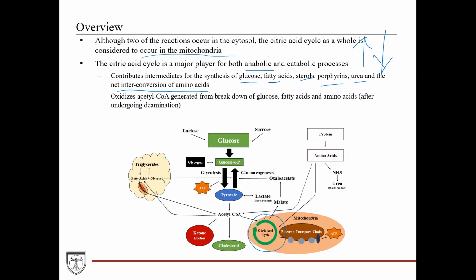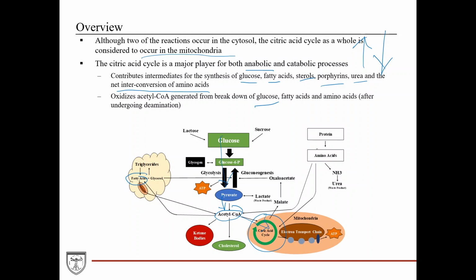It also oxidizes acetyl-CoA generated from the breakdown of glucose. So glucose is broken down to pyruvate and then to acetyl-CoA, which then enters the citric acid cycle, which then feeds the electron transport chain to generate ATP. You can also have mobilization of triglycerides, where they are broken down into fatty acids and glycerol. Fatty acids can then be broken down to acetyl-CoA, which can then also enter the citric acid cycle.